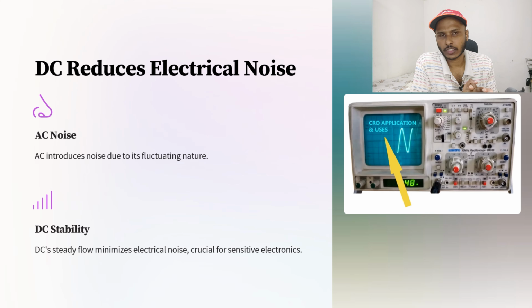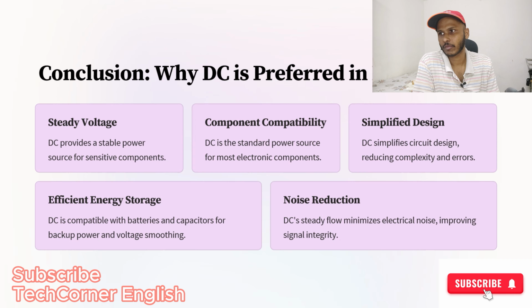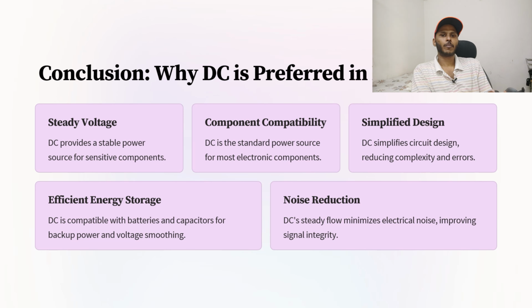And DC reduces noise. As we know, it is a consistent, constant voltage without any fluctuation. The chance of noise is very low, whereas in AC it is very high. That makes it more crucial for sensitive electronics, and that's the reason we are using DC. So coming to the conclusion part, if someone asks you why AC is not used in circuits and DC is used, you can just go through this single slide and explain it to them. All the points are covered in this single slide.